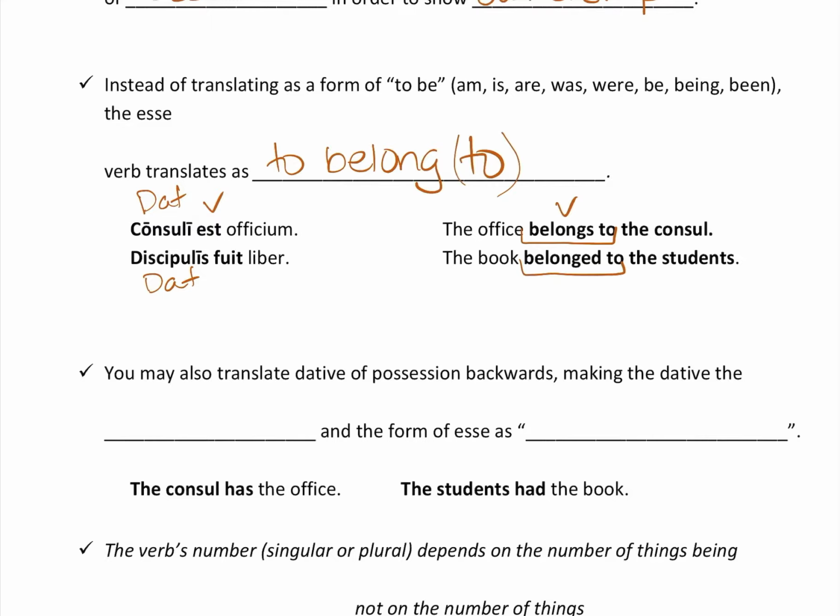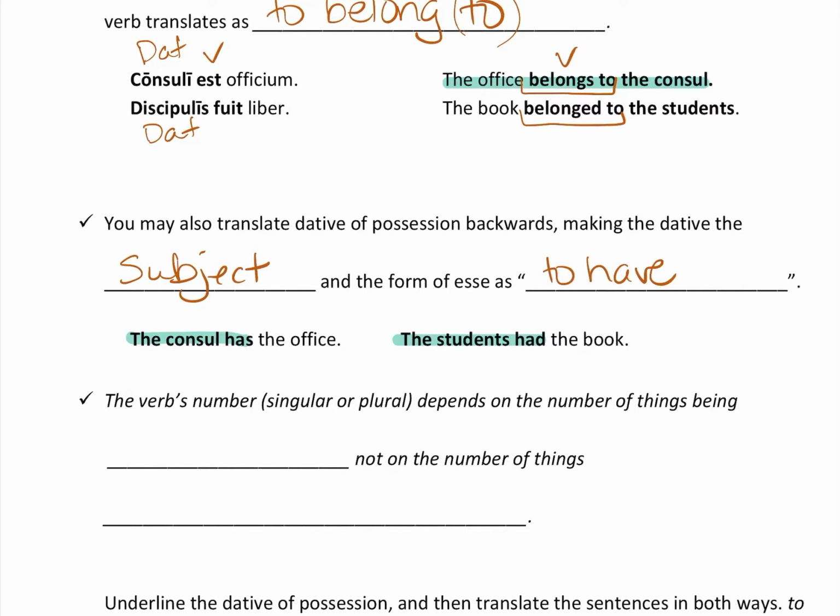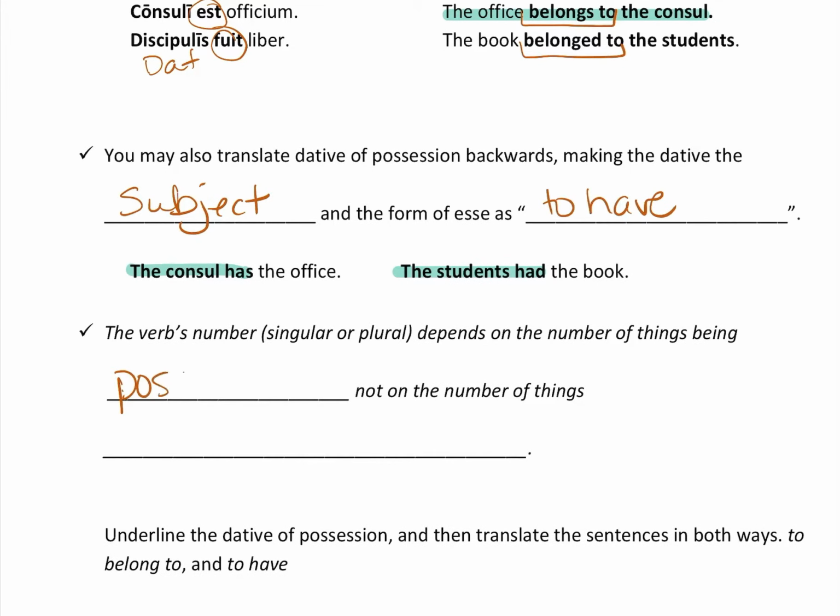Now, foreign languages don't always translate into English smoothly, so sometimes we have to ignore the rules to make good English sense. You may also translate the dative of possession backwards, which makes the dative the subject and the form of esse translated as "to have." Sometimes this sounds more natural in English, which is always the goal of being a good translator. So instead of the office belongs to the consul, we can say the consul has the office. And instead of the book belonged to the students, we can say more naturally in English, the students had the book. It's important to note that the verb's number, here the est and the fuit, whether it's singular or plural, depends on the number of things being possessed, not on the number of things doing the possessing.